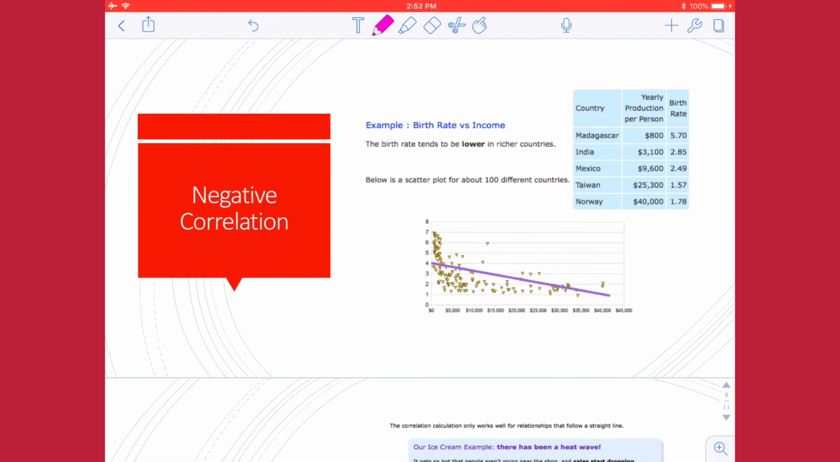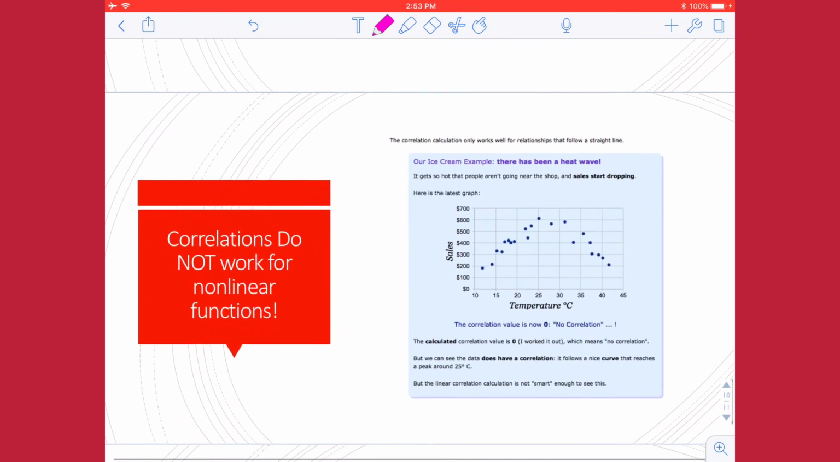So going to an example of a negative correlation, birth rate versus income, the birth rate tends to be lower in richer countries, so below is a scatter plot for about 100 different countries. And so you have your yearly production per person on your x-axis, and you have your birth rate on your y-axis. And so you can see that as you increase in money value, you are lowering in the amount of birth rates that there are. So this would be a negative correlation because as one thing is increasing, the other is decreasing.